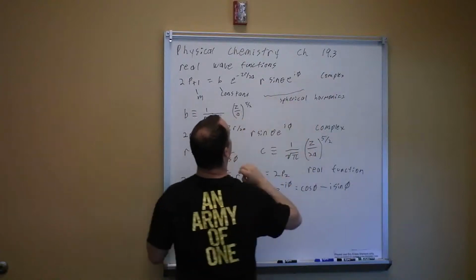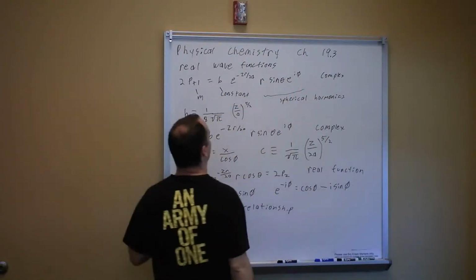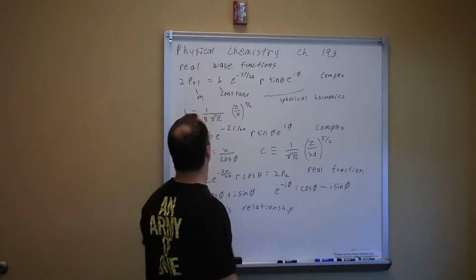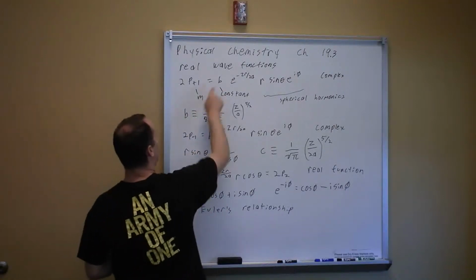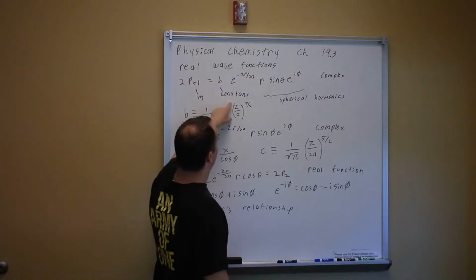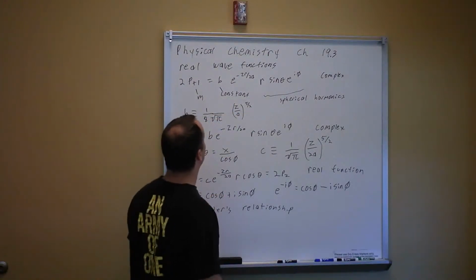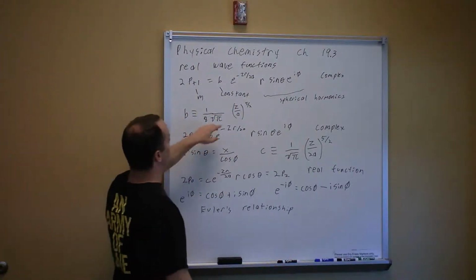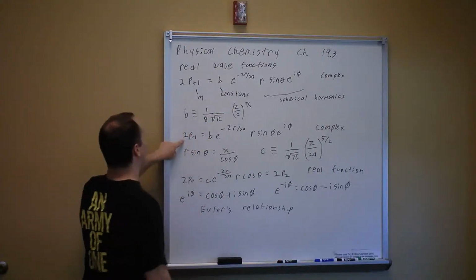Now notice this is complex. This part over here is called our spherical harmonics. This is for our radius, obviously. This constant B here is defined as 1 over 8 times the square root of pi times Z over a to the 5 halves. Again, this is capital Z here.